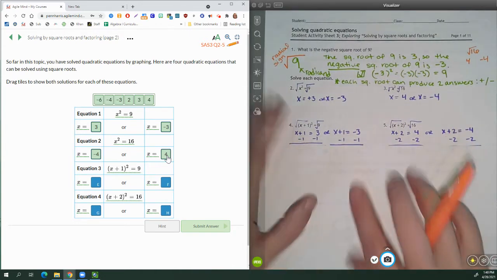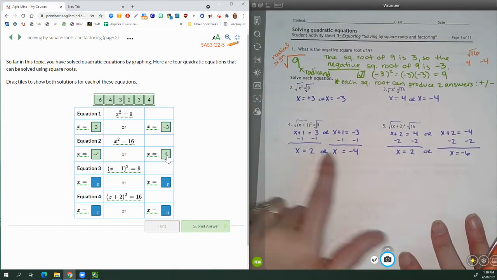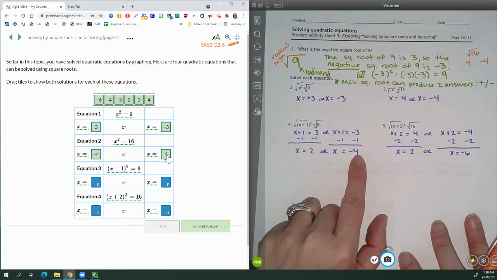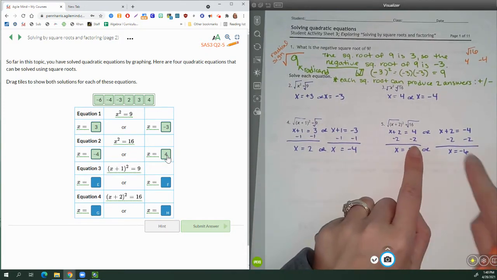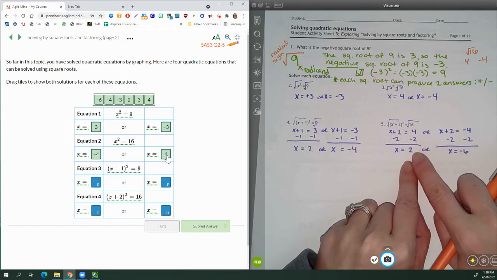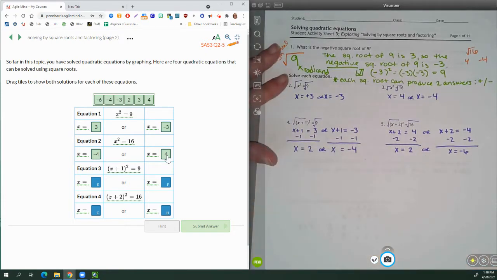Subtract 1 on both sides, and we get that x can equal a positive 2. And if I did over here, a negative 4. Over here, when we subtract 2 on both sides, it gives me an answer of positive 2 or negative 6.